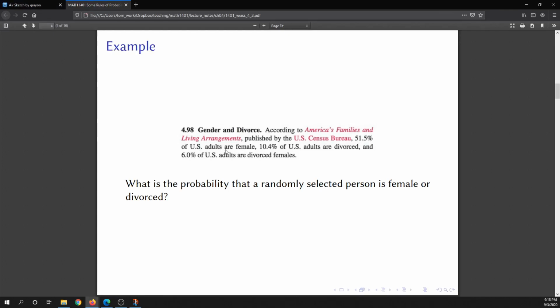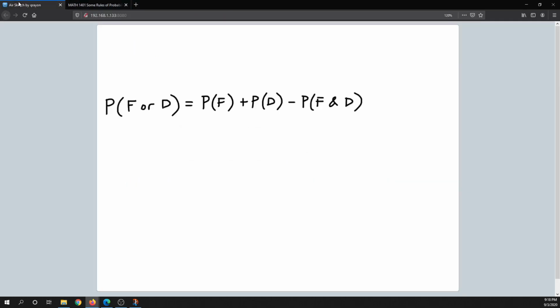51.5% of U.S. adults are female. Okay, so what they are telling us is that the probability of F, if you randomly select somebody out of the population, is 51.5%. I'm going to write that as 0.515 as a decimal. Okay.